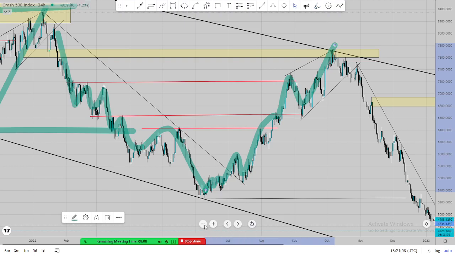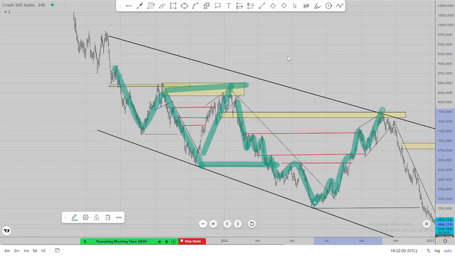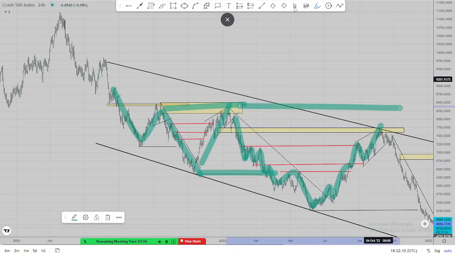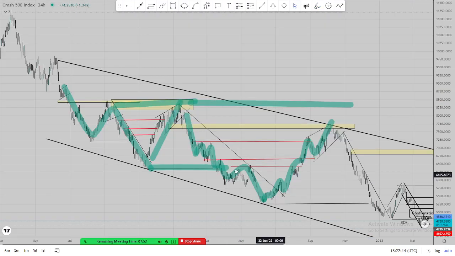Why is it still overly bearish? It never broke the previous lower high. Where is our previous major lower high? Our previous major lower high is this zone. The market never even broke that. So it's still obeying the rules of a bearish market structure.